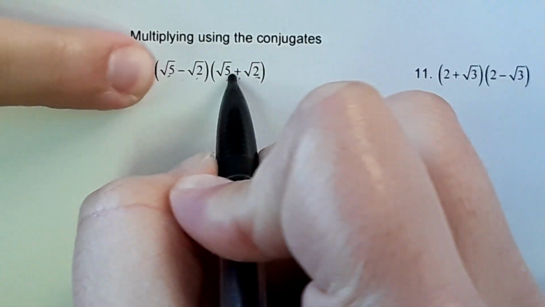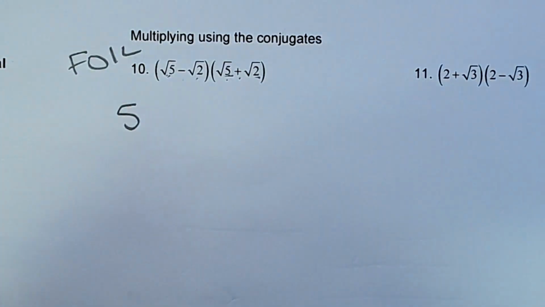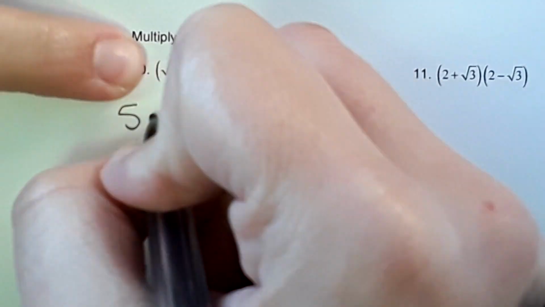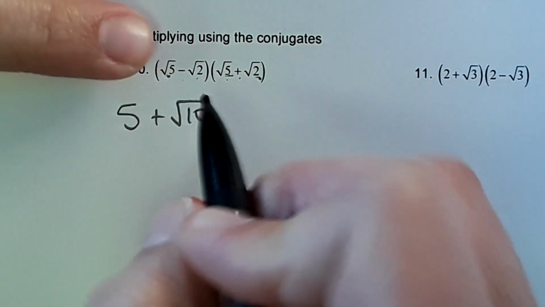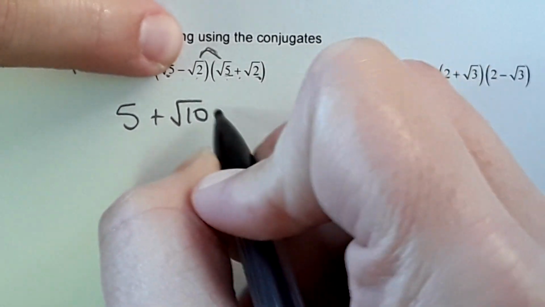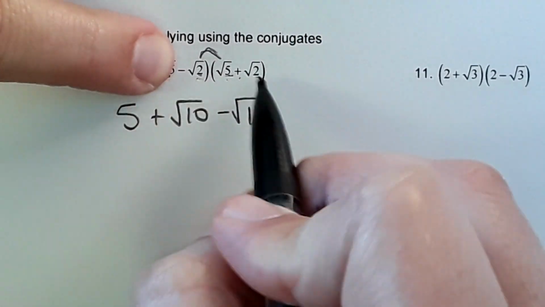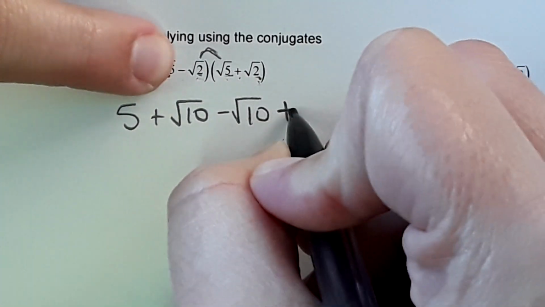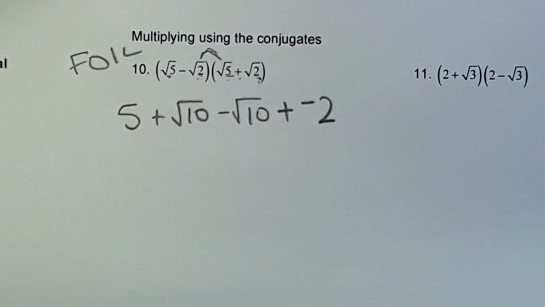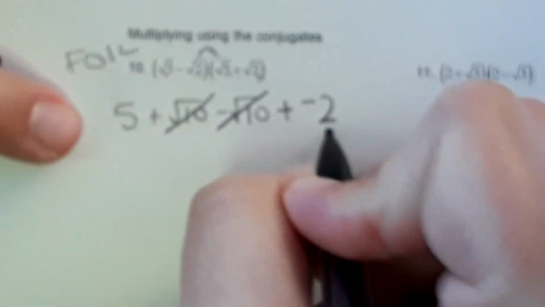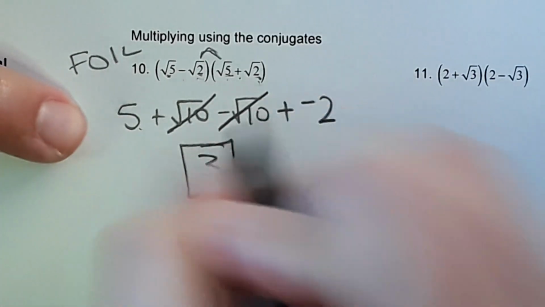So first times first, square root of 5 times square root of 5 is just positive 5, like whole number 5. Outside, square root of 5 times square root of 2 would be square root of 10. Inside, negative square root of 10. And then negative square root of 2 times square root of 2 is just negative 2. So square root of 10 minus square root of 10 cancels, 5 minus 2. So this whole thing just equals 3.